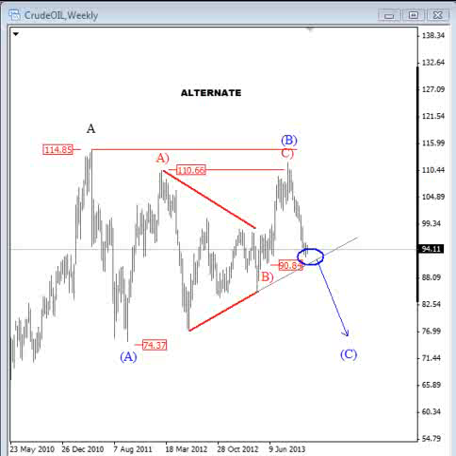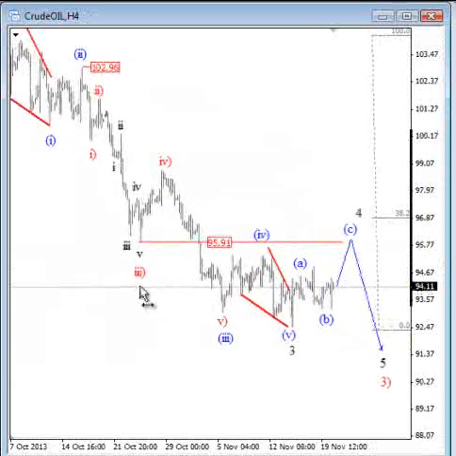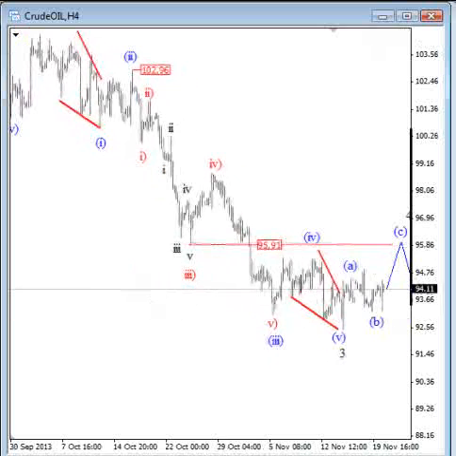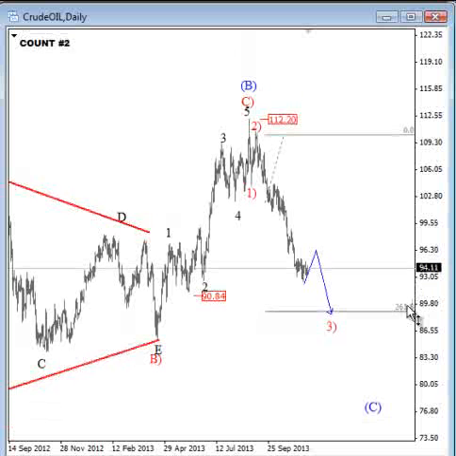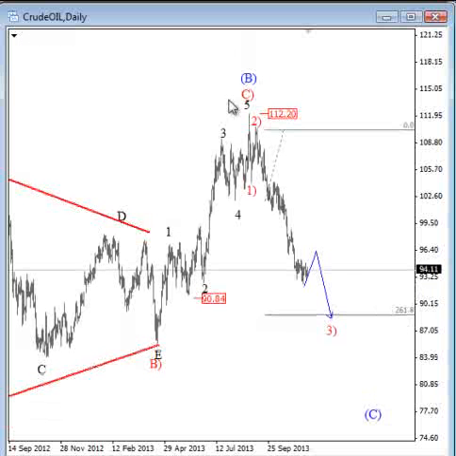So I'm tracking this new updated count on the 4-hour. Actually, firstly let's take a look at this daily chart, okay. Now this daily chart suggests that we are moving lower in wave 3 of C. Now wave 3 should be subdivided into 5 waves.